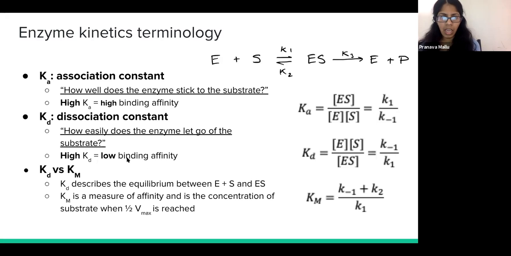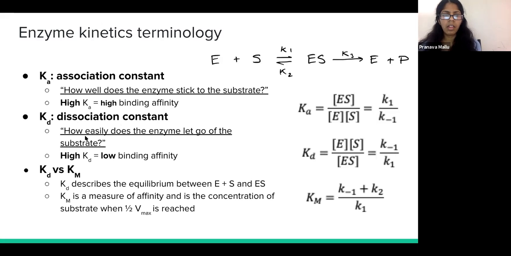I think Kd shows up a little bit more frequently on the MCAT, so really make sure that you know that high Kd is low binding affinity. And if you understand the meaning of association and dissociation, that'll be pretty clear, because association is the enzyme and substrate associating together. So a high association constant means that they have a high affinity for each other, and dissociation is just the opposite of that.